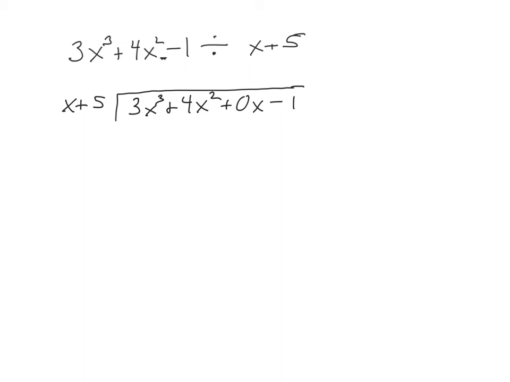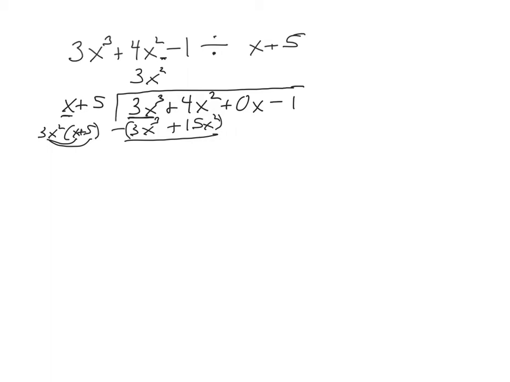So just like regular division, I want to see how many times, in this case, the x goes into 3x cubed. So let's see, I have 3x squared. 3x squared times x gives me 3x cubed. You don't have to do this, but what a lot of students find useful is to say, okay, I'm going to take that 3x squared times x plus 5, and I have to write that over here. So I get 3x cubed plus 15x squared. Now I'm going to subtract the whole thing.